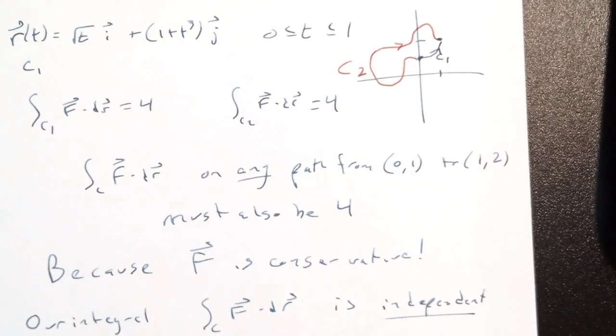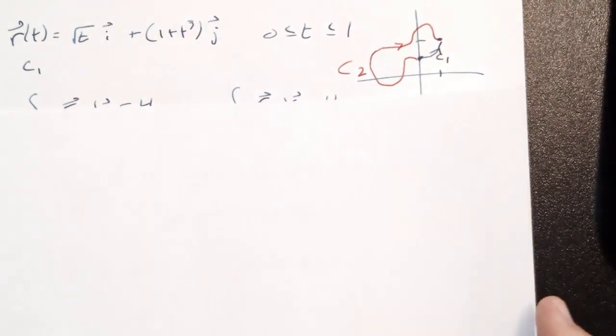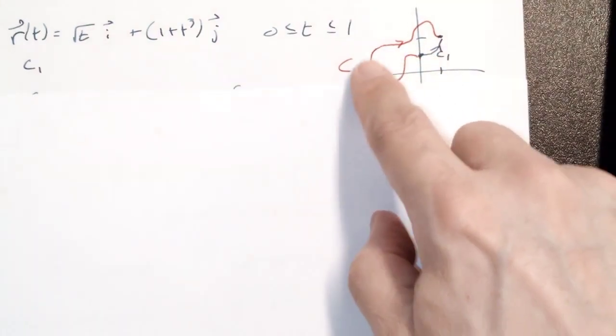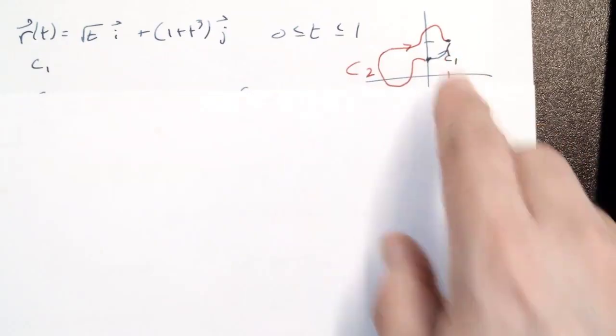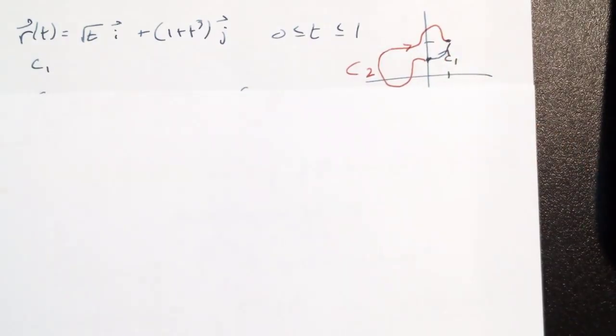And that means that the integral along the first path plus this one going the other way. Wait a minute, if I'm going the other way on a path, that just puts a minus sign in front of my integral.